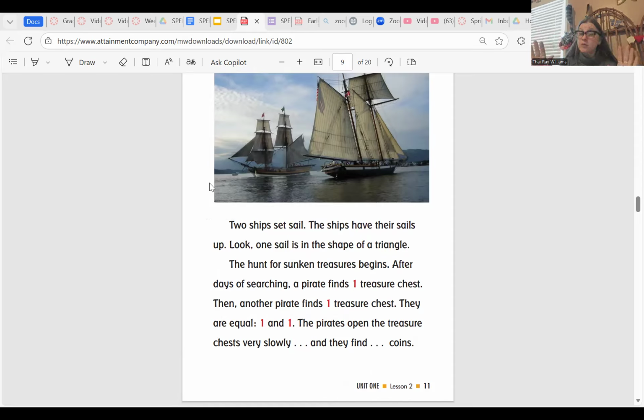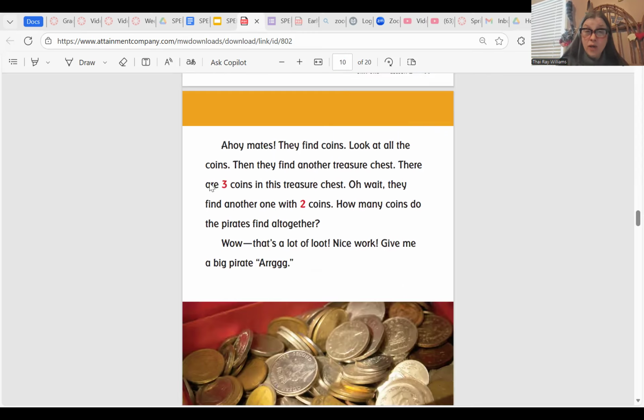So right there, we've moved to another skill. You don't have to, but we started with shape identification. Now we've moved to equals to. The pirates open the treasure chest very slowly and they find coins. Ahoy, mates! They find coins. Look at all the coins.